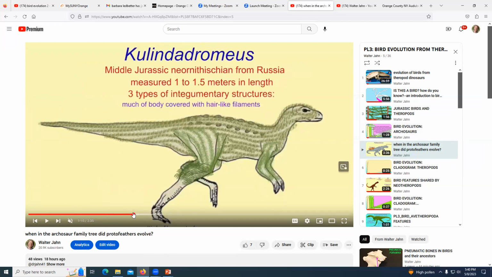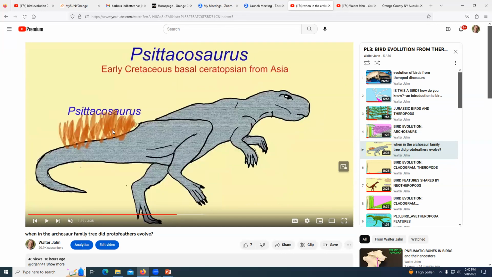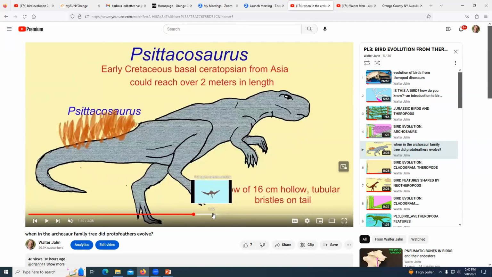What are those things? Actually, it has 3 different kinds of structures. What covers most of its body is a little different from its arms and thighs, and that's a little different from the long filaments on its legs. This thing is a relative of the horned dinosaurs, and on its tail, it's got this ridge of something. These bristle-like structures are about 16 centimeters in length, and they're tubular.